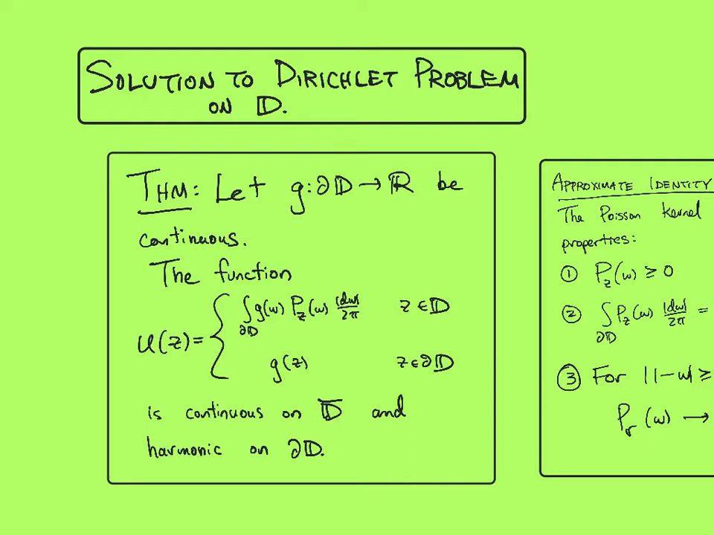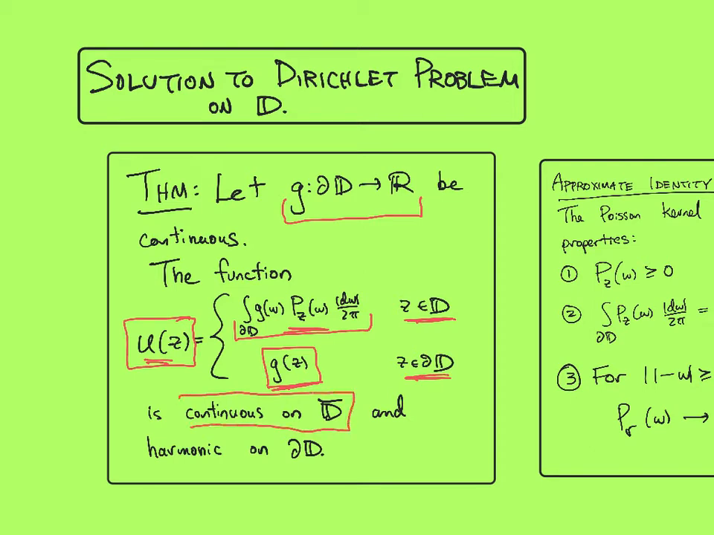In this video, we're going to go through the solution to the Dirichlet problem on the disk. The theorem says that we start with a continuous function g on the unit circle, and then we build this function u using the Poisson integral inside the unit disk and using g on the boundary. So u will be defined to equal the Poisson integral inside the disk and equal to g on the boundary. And then our claim is that this is continuous on the closed disk.